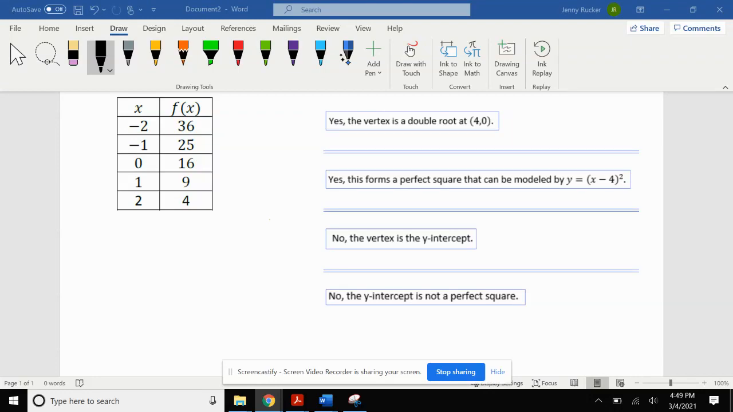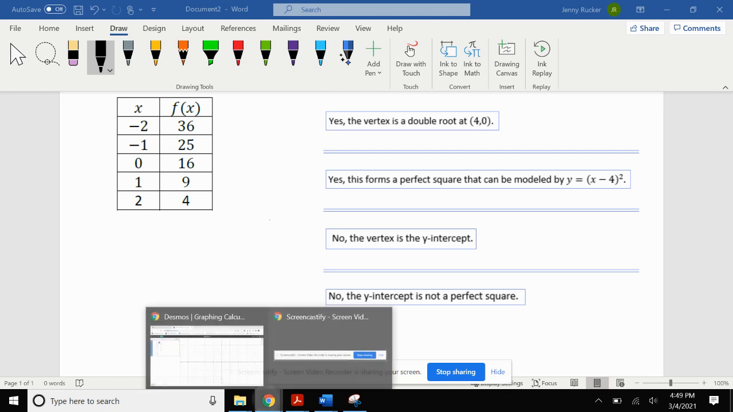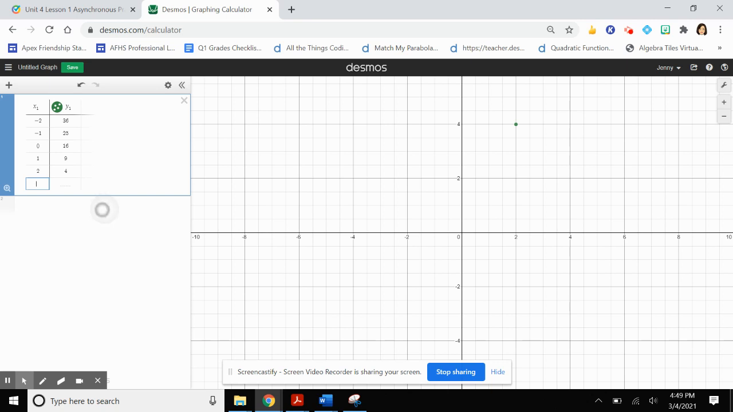In this problem, we are provided with a table of values for f of x, and we are asked to determine if f of x is a perfect square. Since we're provided with a table, let's enter that table into Desmos and generate some equations to represent f of x. So let's go over to Desmos, and I've already added the table by clicking on the plus sign and then clicking on table and then entering the data.